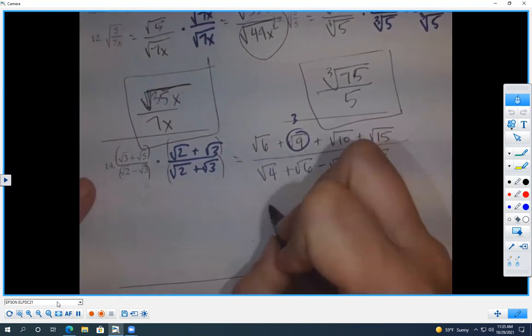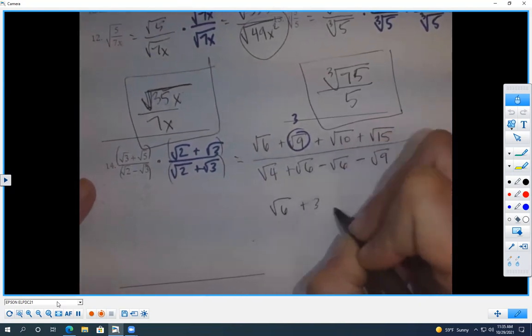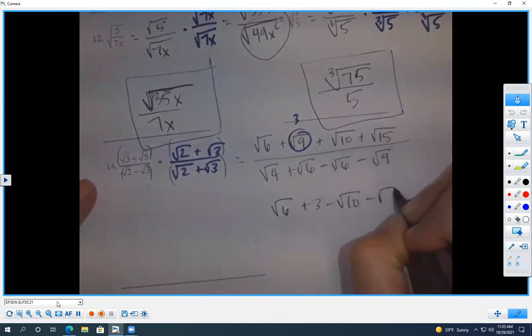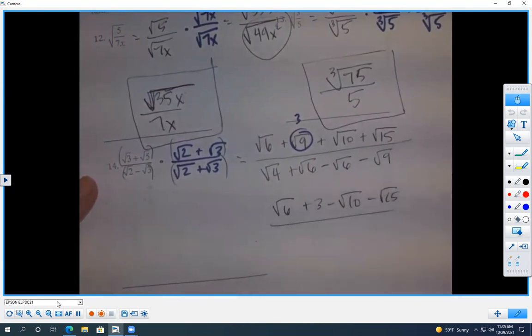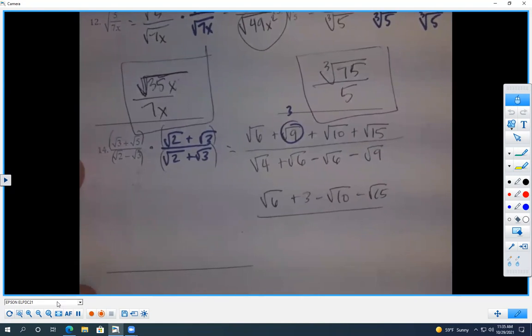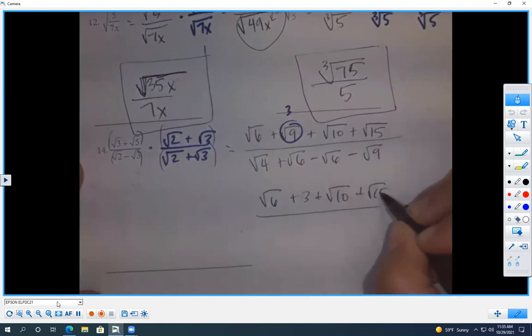So on top, you're going to get square root of 6 plus 3 minus square root of 10 minus square root of 15. Wait, why is it minus the square root of 10? I don't know. Plus, I was looking at the signs on the bottom.